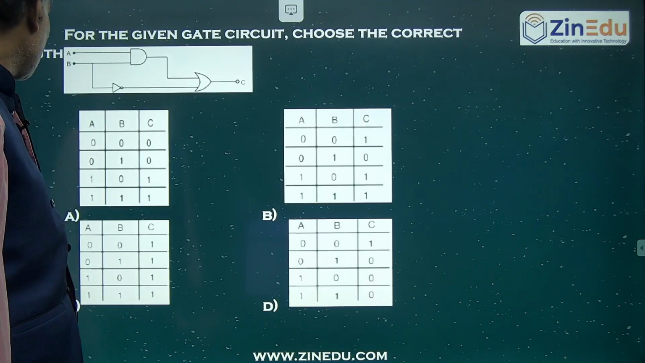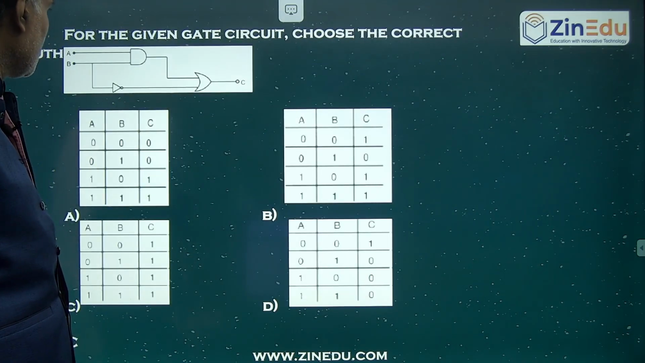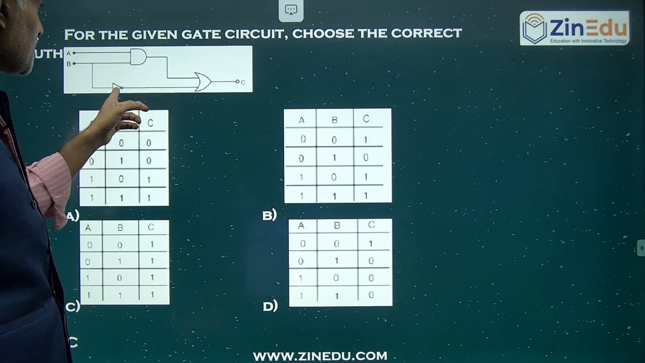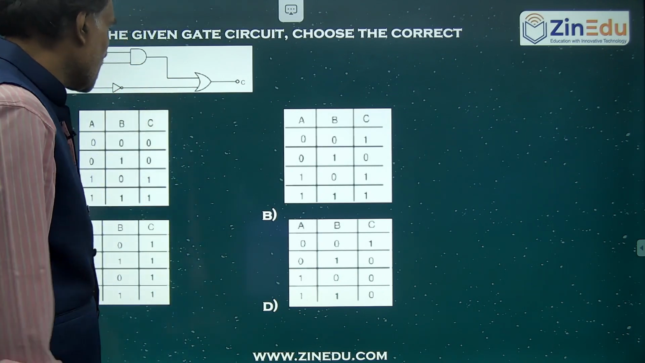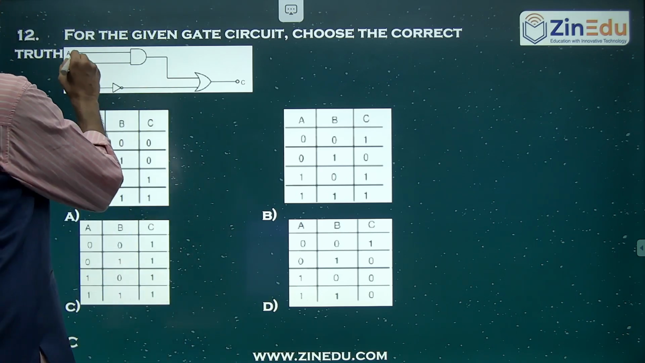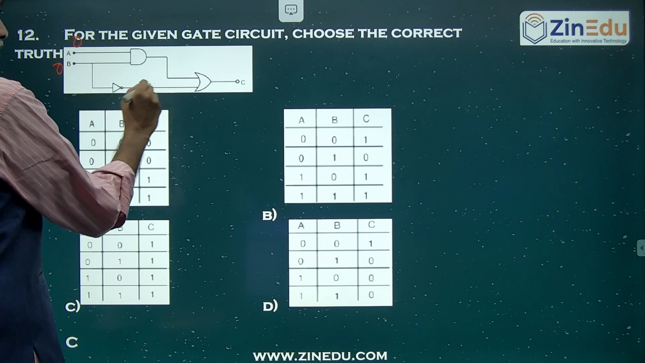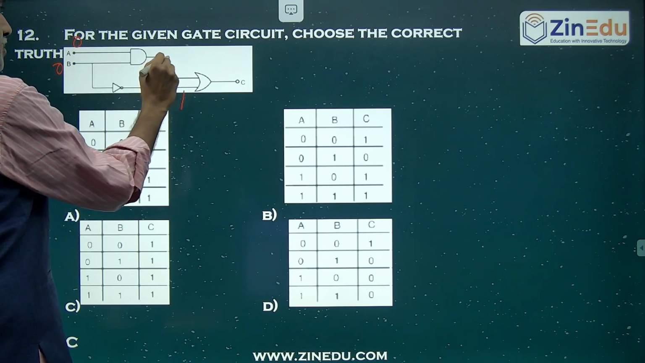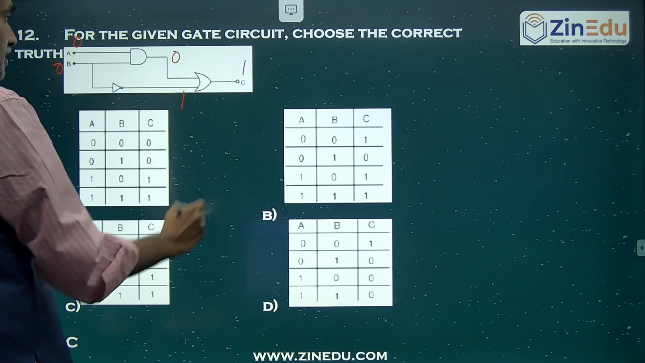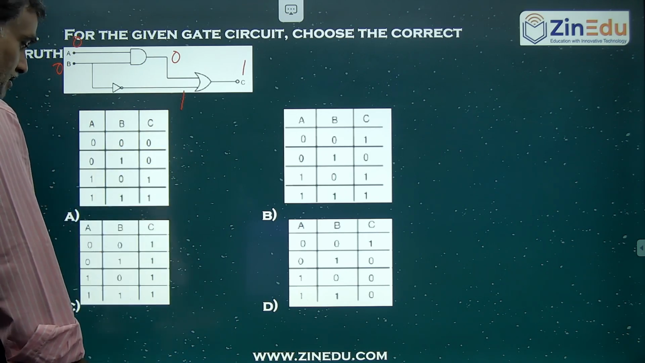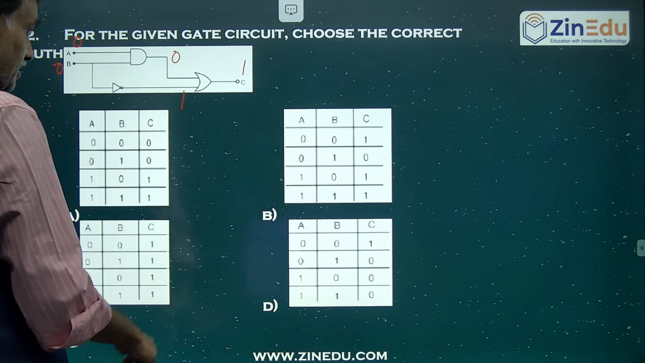12th question. Gates. This is an AND gate, not a NOT gate, this is an OR gate. So what inputs will we see? First 0, 0. If I give 0, 0 here, then here I will get 1. And 0, 0 means here 0. So 1 means 1 I will get. So for 0, 0 it should give 1. All the 3 are possible.